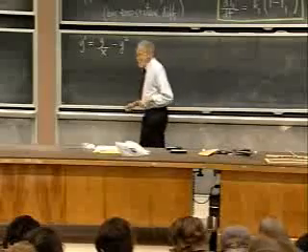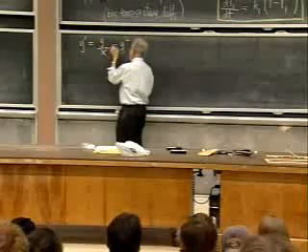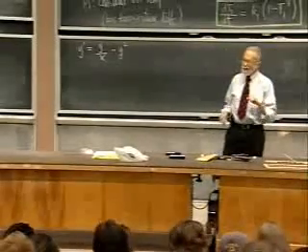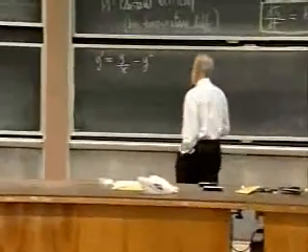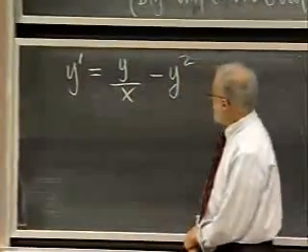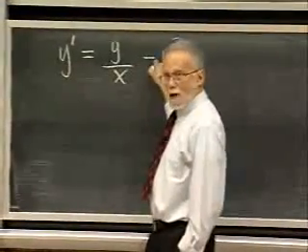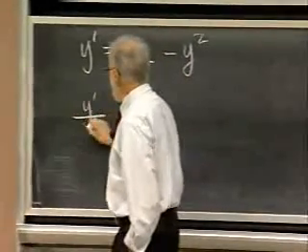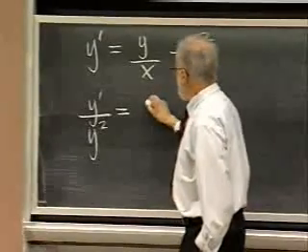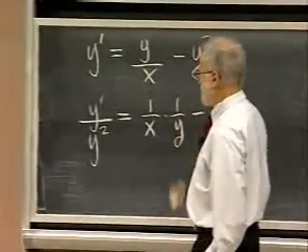I could, of course, have concealed it by writing xy prime minus xy equals negative y squared. Then it wouldn't look instantly like a Bernoulli equation. You'd have to stare at it a while and say, hey, that's a Bernoulli equation. Okay, but I'm handing it to you on a silver platter, as it were. So what do we do? Divide through by y squared. So it's y prime over y squared equals 1 over x times 1 over y minus 1.